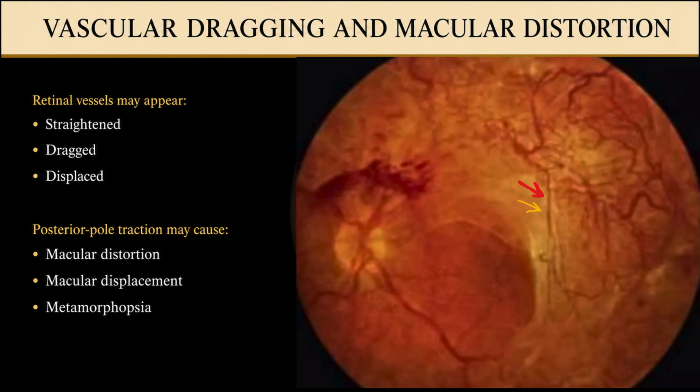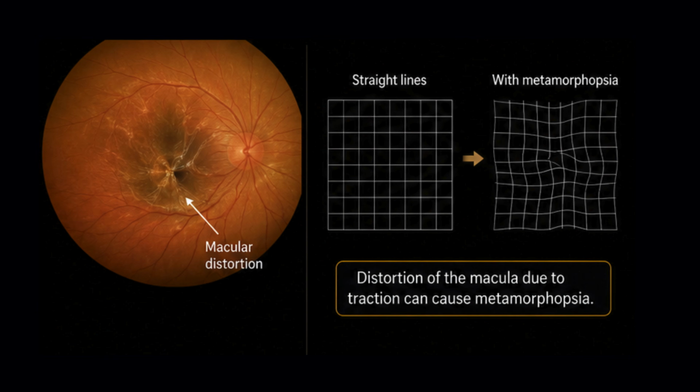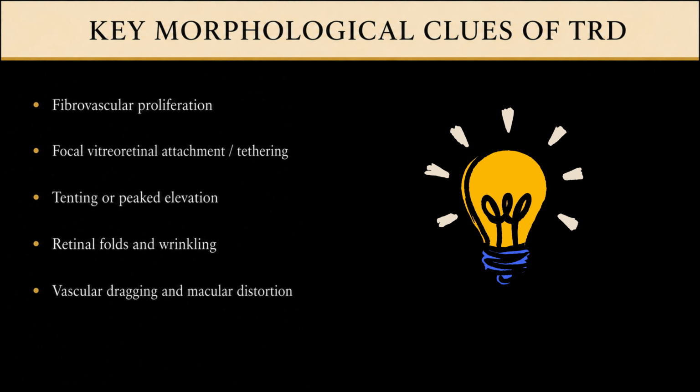If the posterior pole is involved, the macula also can become distorted or displaced, leading to metamorphopsia even before true foveal detachment. So, the key morphological clues of TRD we talked about are fibrovascular proliferation, focal vitreoretinal attachment points or tethering, then tenting or peaked elevation, retinal folds and wrinkling, vascular dragging, and macular distortion.